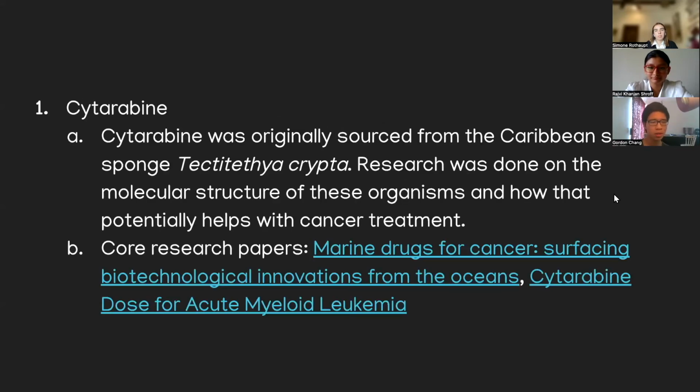Within our methods, at first I looked at several research papers regarding cytarabine, which first is "Marine Drugs for Cancer: Surfacing Biotechnological Innovations from the Oceans", an introductory research paper on various cancer treatments that have evolved from the ocean, as well as a more in-depth review on cytarabine. This was originally sourced from the Caribbean sea sponge, and research was done on the molecular structure of these organisms and how that potentially helps with cancer treatment.